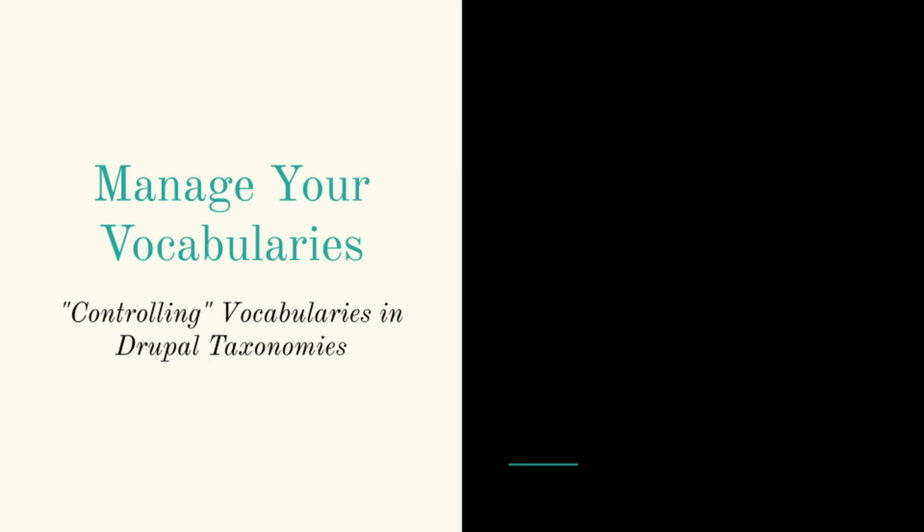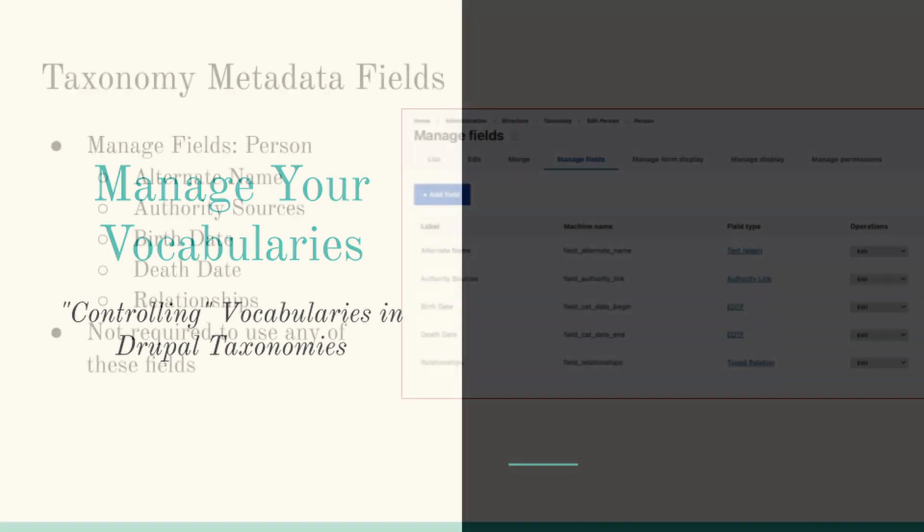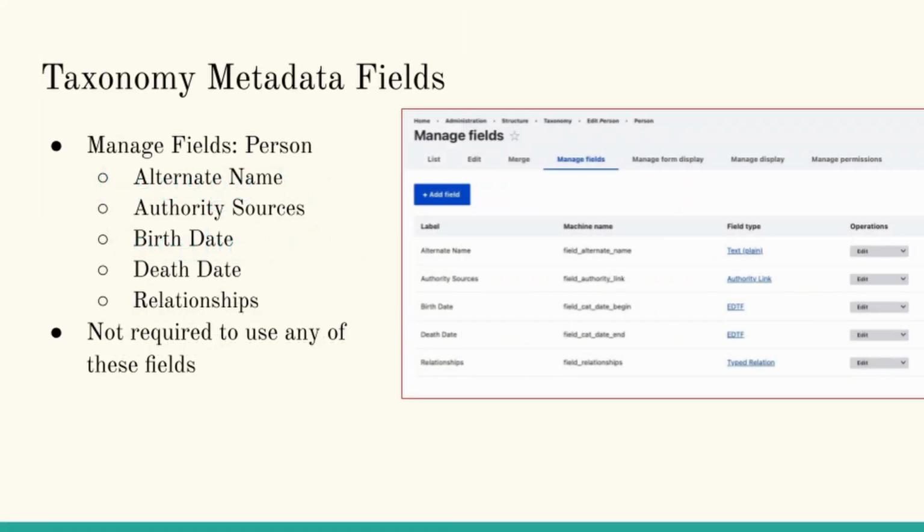But I want to talk about managing your vocabularies and taxonomies. So the nice thing we talked about is that taxonomies have metadata fields. So this is an example of the person taxonomy. And you've got the main term, the name, that is what you have, but you can also record a variety of more information about that name, which is not required.